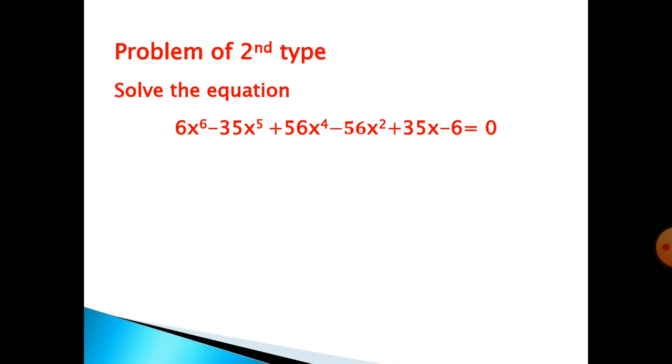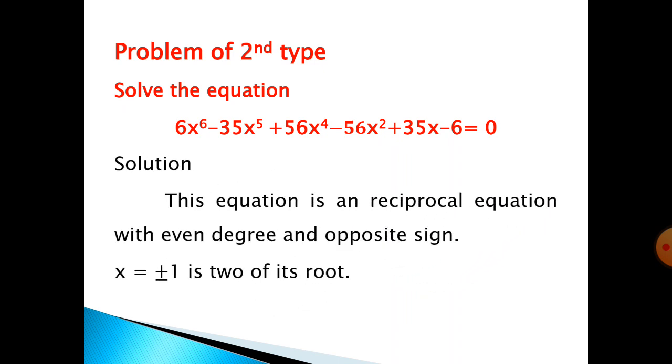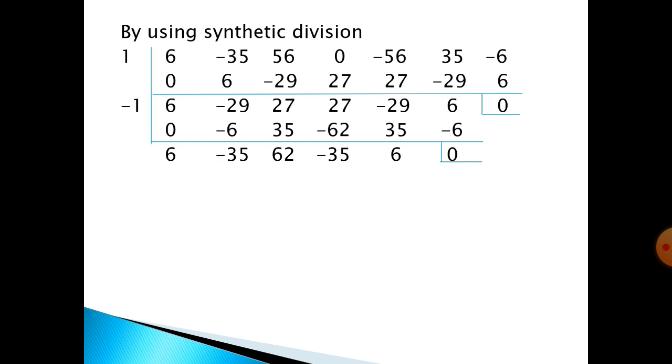Then compare the signs. The first and sixth term, second and fifth term, third and fourth term signs are opposite. So the given equation is a reciprocal equation with even degree and opposite sign. So two of its roots must be plus 1 and minus 1. By using synthetic division with those two roots, reduce the 6th degree equation to a 4th degree equation. We get 6x^4 - 35x^3 + 62x^2 - 35x + 6 = 0.